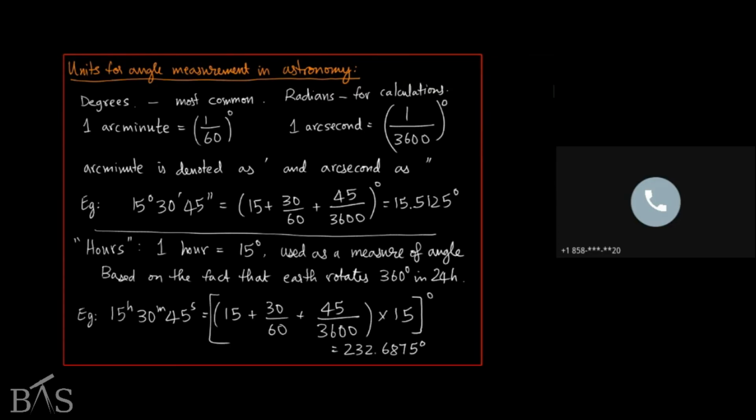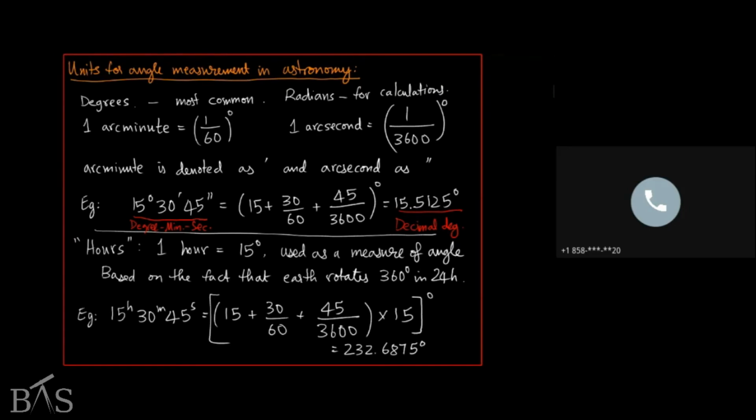And sometimes you will see angles denoted in this format, which we call degree minute second format, or DMS format. And this we will call the decimal degrees format. To convert between the two, all you have to do is take your arc minutes and divide by 60, take the arc seconds and divide by 3600, and then add them up, and you get the decimal degrees. So in this example, 15 degrees, 30 minutes, and 45 seconds translates to 15.5125 degrees.